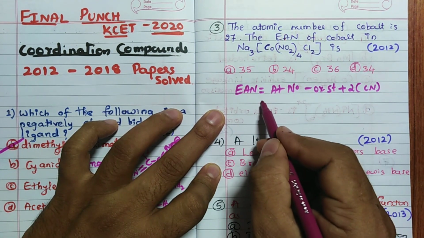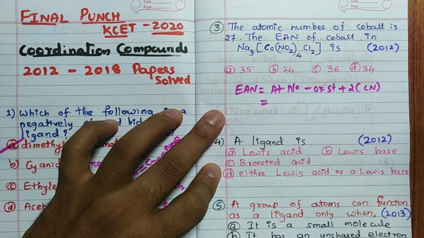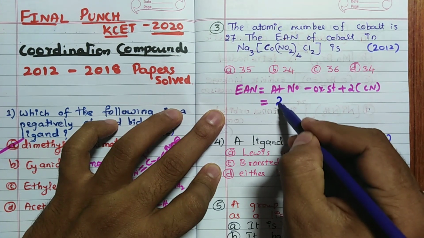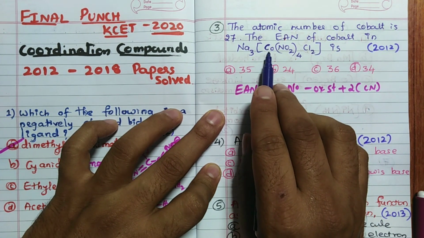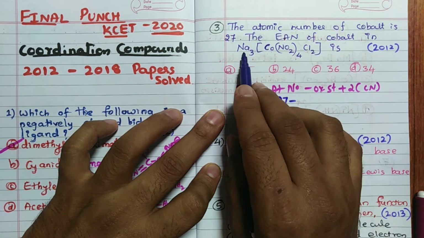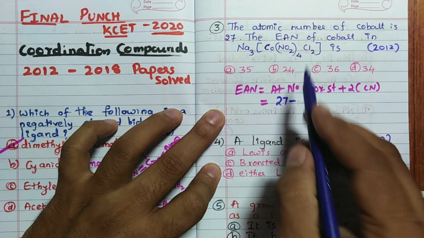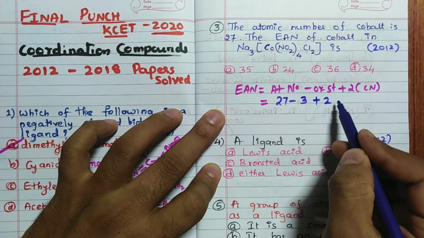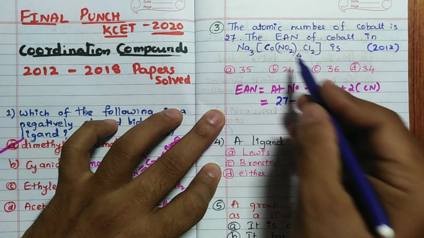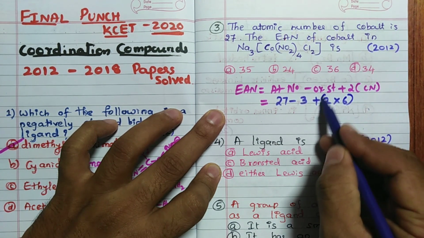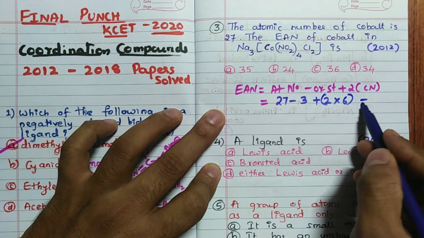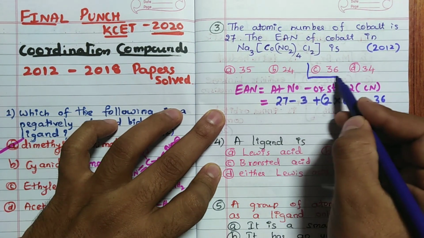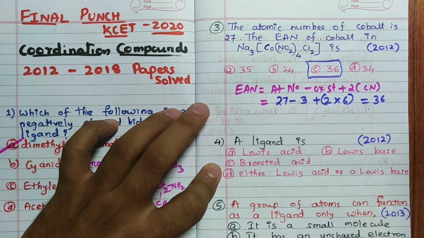So atomic number they have given, that is 27. 27 minus the oxidation state, which is plus 3. Na is sodium plus, so cobalt is plus 3. So minus 3, plus 2 into coordination number, which is 6. So 12. So 24 plus 12, that is 36 is the answer. So the answer for this particular question is C.